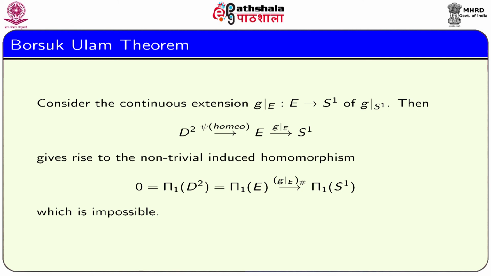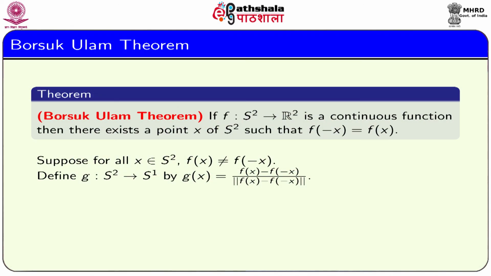Now, since psi is a homeomorphism, pi 1 D2 coincides with pi 1 E, and D2 is contractible, so pi 1 D2 is 0. But that is an impossible situation. Finally, we state Borsuk-Ulam theorem. It says that if f is a function from S2 to R2 which is continuous, then there exists a point on S2 such that f of minus x is equal to f of x.